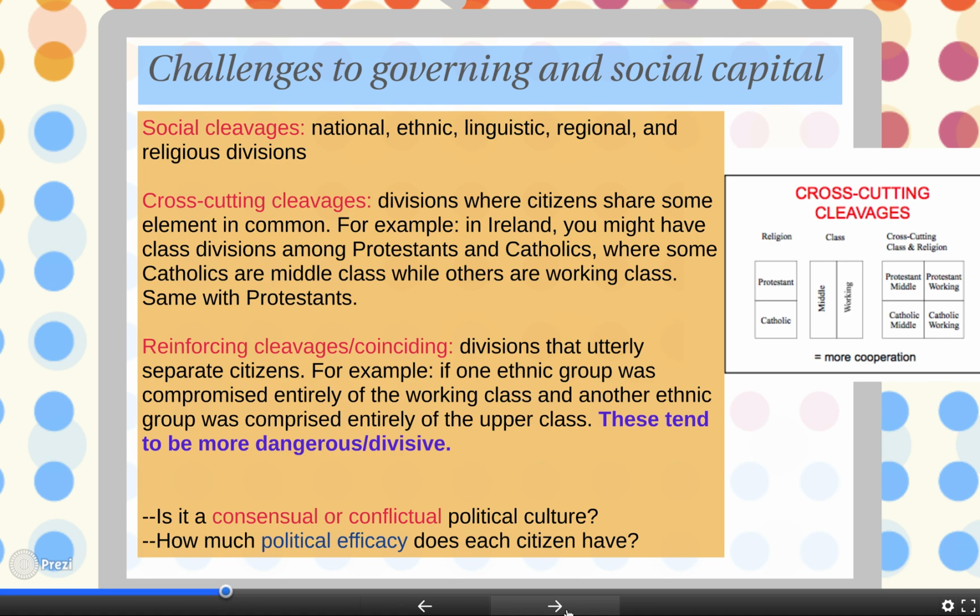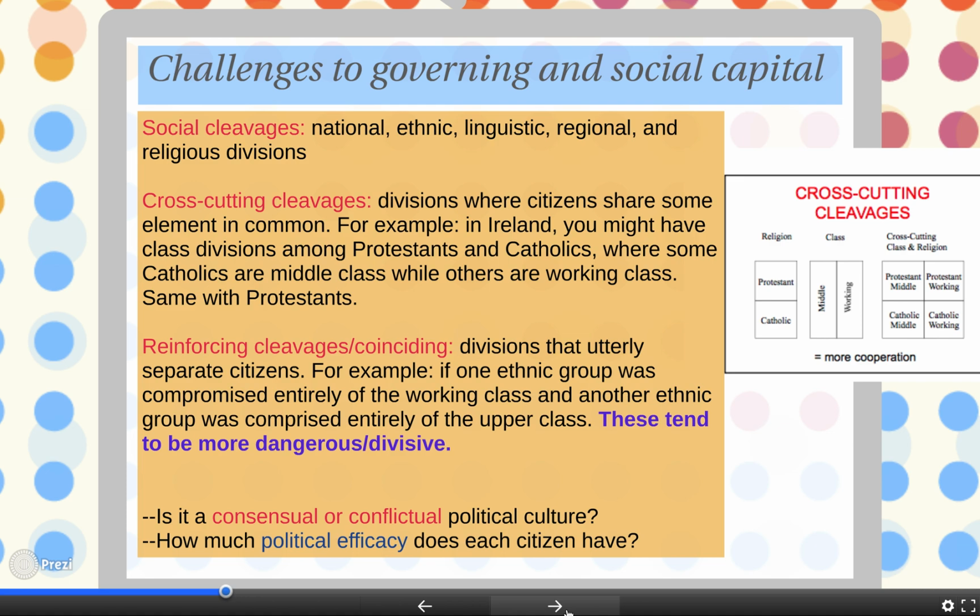For example, if you have one ethnic group in a country that comprises the entire upper class or the entire middle class, and another entirely different ethnic group, and they're all the lower working class. So you pit one ethnic group against another, not only ethnically but socioeconomically. It creates huge and dangerous divisions amongst the people within that country. And so these reinforcing cleavages are very, very dangerous and something that we're going to look at as posing a serious threat to not only social capital but also governance.